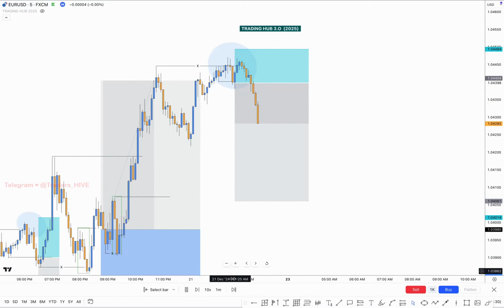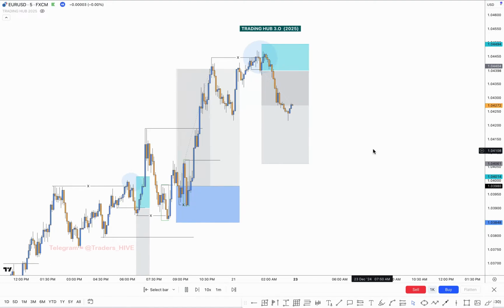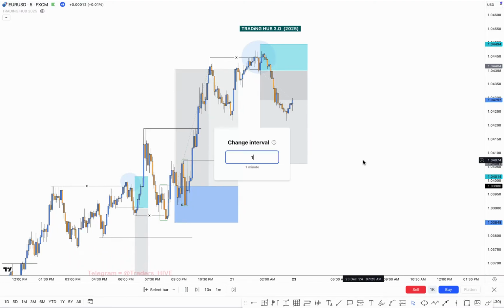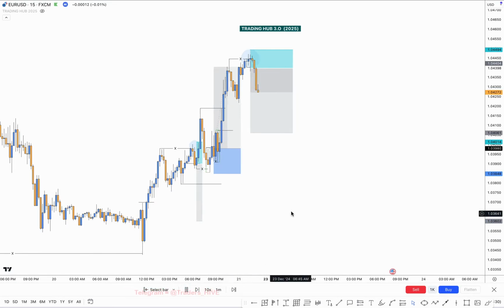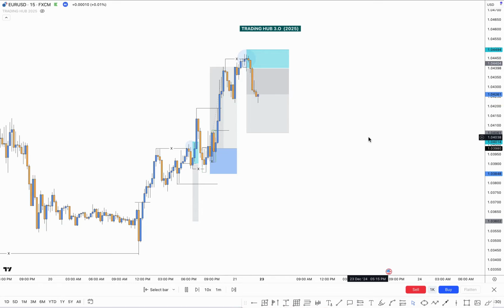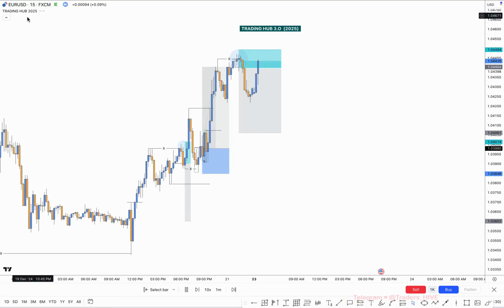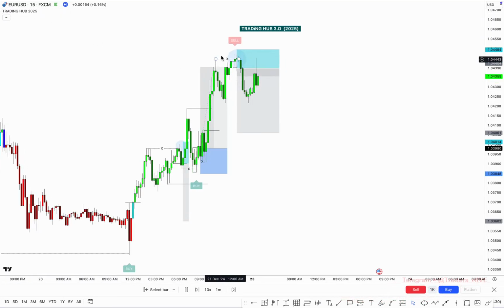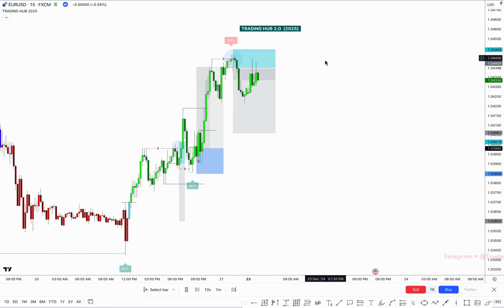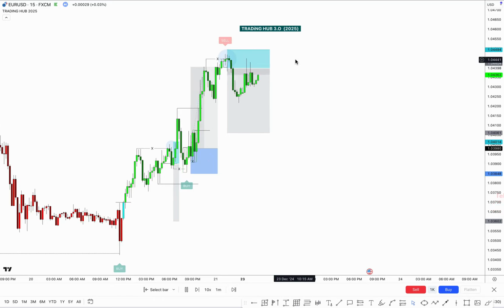Okay, the market is trying to push downside, again trying to go downside, and let's see what happens next after this one. Again switching to the 15-minute time frame. This is the 15-minute time frame and the market is trying to push downside. And the previous high is swept here. If I enable the trading hub indicator here, we can see the market showing some sell setup here, but before this sell signal we can take advantage of a setup like this one.